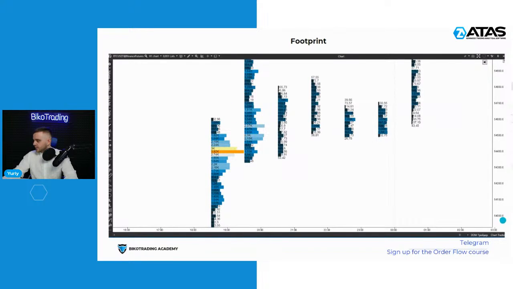I personally, if you let me open Atas, you will see my personal chart. I use only a footprint chart in Atas because I can see exactly where most of the volume was traded, and the biggest volume will often be a significant movement.